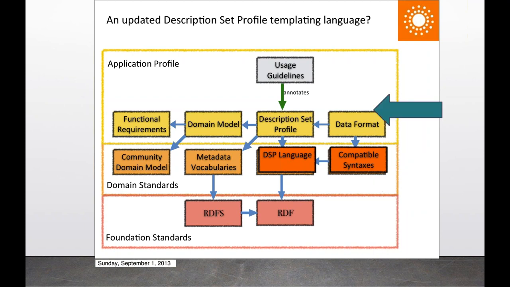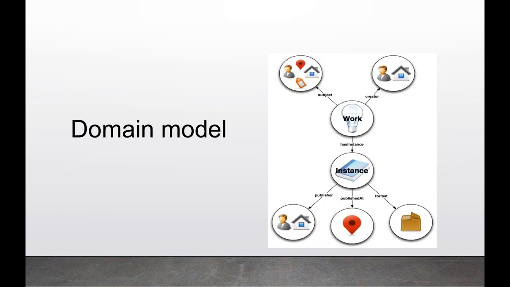And then the actual application profile is not a single thing, but is really a kind of a workflow that is built up as you develop your application profile. So let's look at a few of these things individually. A domain model. What is a domain model? Here's an example of a domain model that you may have seen. A domain model is a general model of what is the scope of your metadata.